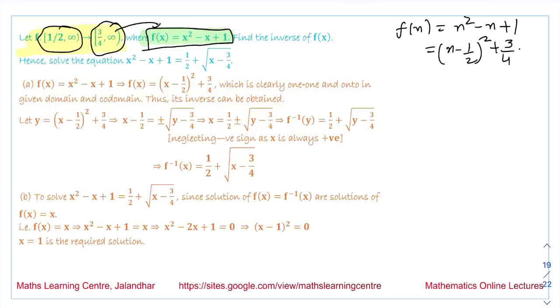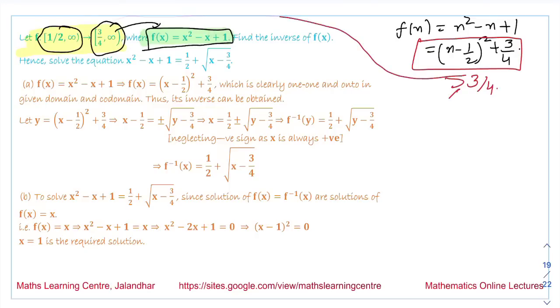So from this we can see that the value of this function, the answers we will obtain, is always greater than or equal to 3 by 4. So we are saying that the codomain and range are equal, and it can attain any value. This function is defined for all values of R, but over here this domain is given to us. So for this domain also, we are saying that this function is an onto function.